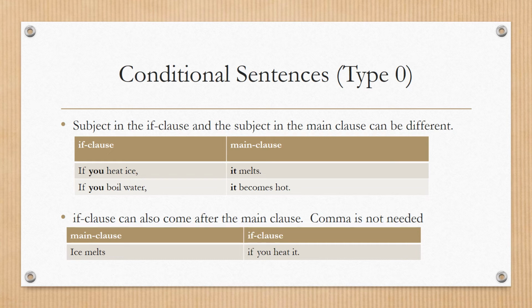In a conditional sentence, the if clause can also come after the main clause. A comma is not needed in this case. We simply just write the result first. Look at this example here. Ice melts if you heat it. Ice melts is the main clause, which is also the result. We can write a conditional sentence in this way.